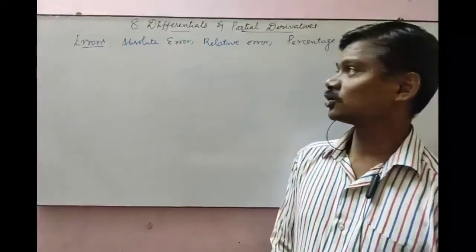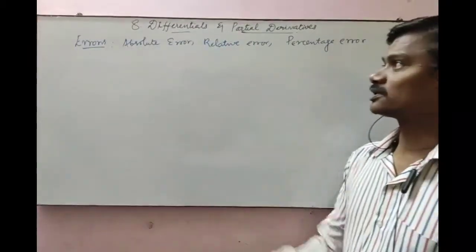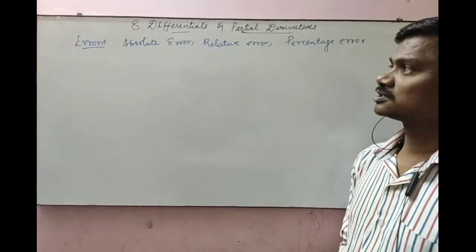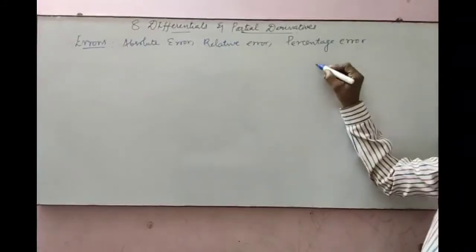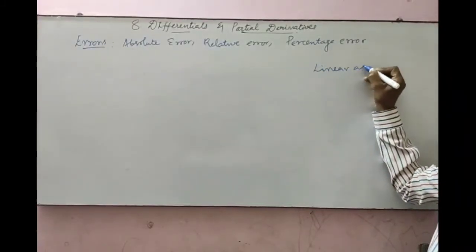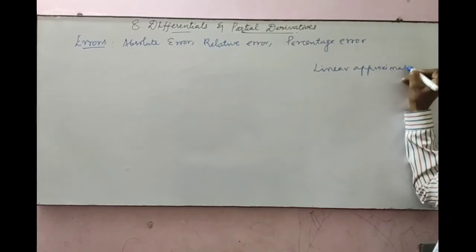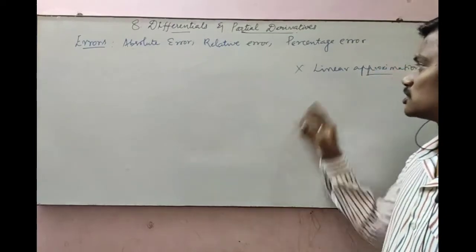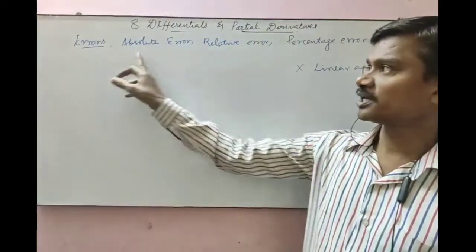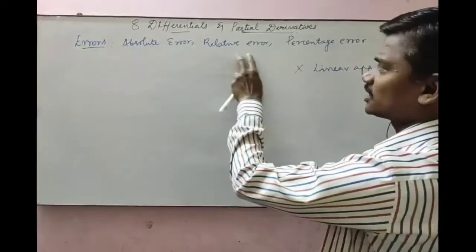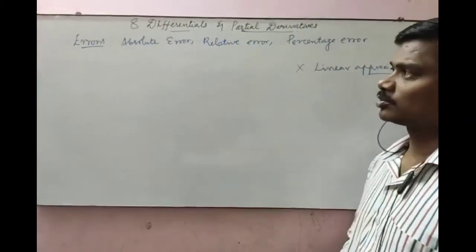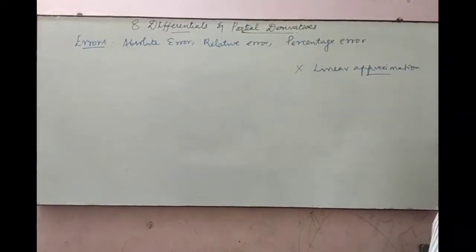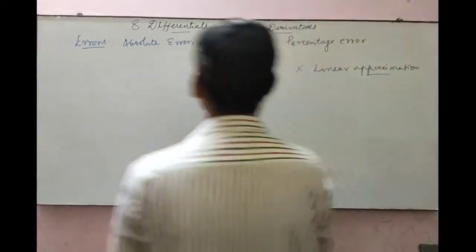In today's class, we are going to learn the new topic, chapter 8, differentials and partial derivatives. In this, the first subheading is linear approximation, but this is not in our portion, this is deleted from our portion. On the continuation of linear approximation, we have errors. In that we have absolute error, relative error and percentage error. We are going to learn about these errors in this class. So we neglect this linear approximation and go for these errors.